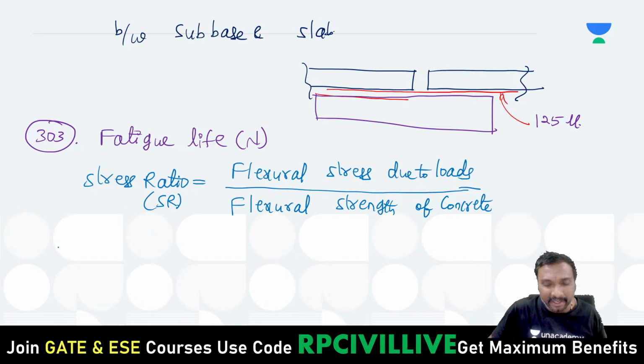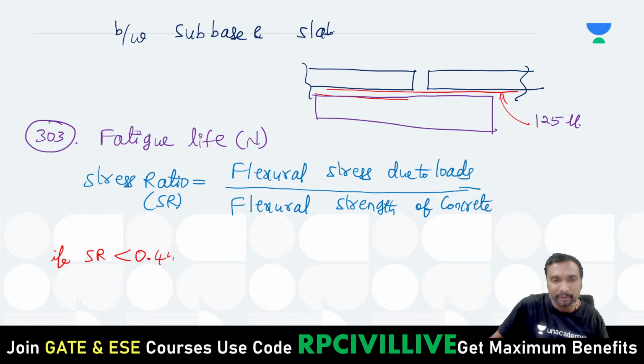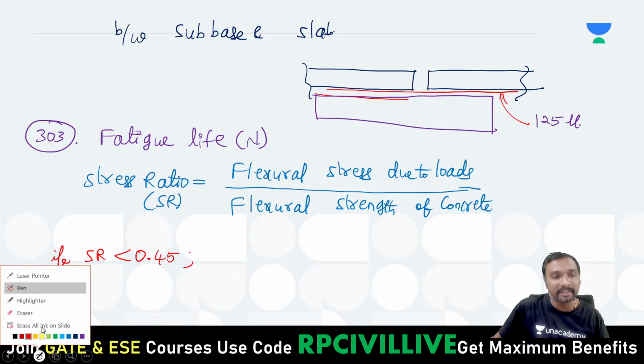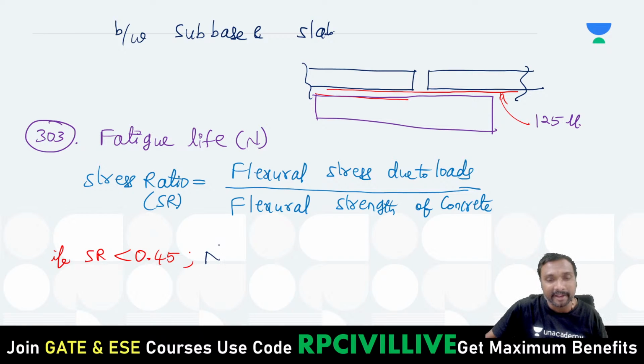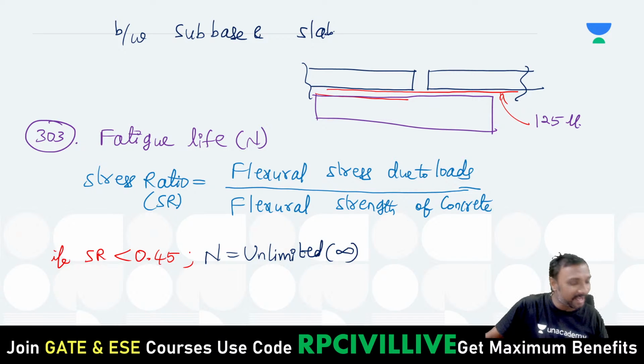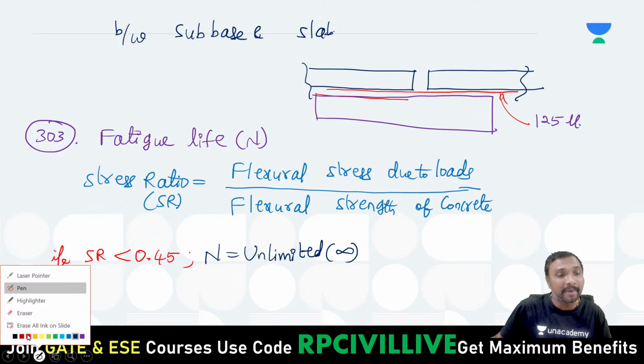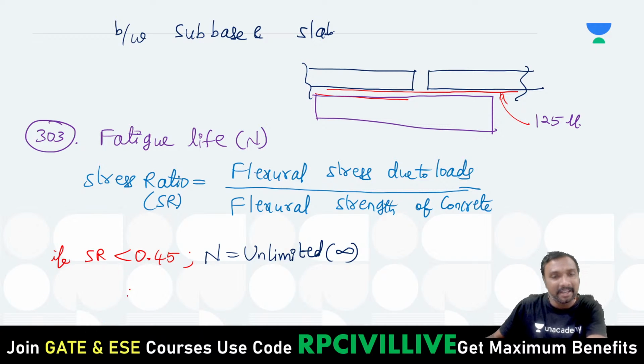Now tell me, what is the fatigue life? Fatigue life depends upon the stress ratio. If the stress ratio is lesser than 0.45, what is the fatigue life? N is unlimited. What is the meaning of unlimited? Within the lifetime, however many standard axles or vehicles you allow to move, there is no fatigue failure. You require an unlimited number of standard axle repetitions to cause fatigue failure. Is that practically possible? Not possible, so fatigue failure will never occur in this case.